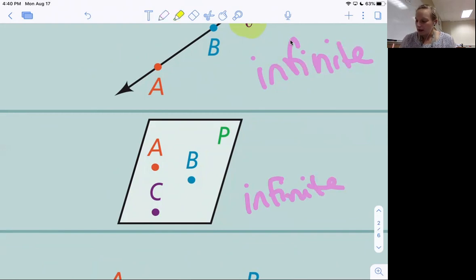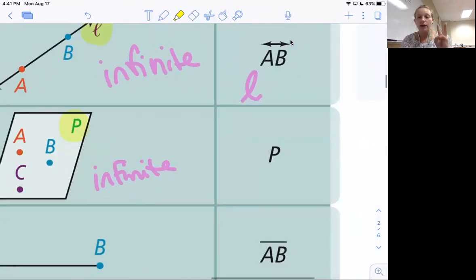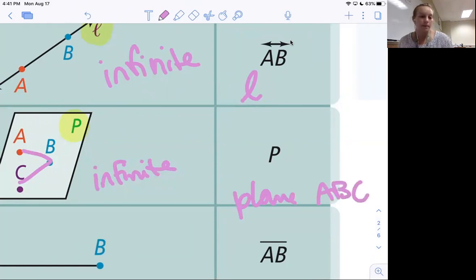You name a plane either by the one letter that doesn't have a point with it. Do you see how P does not have a point, no dot with it? That's there simply to name the plane. It's plane P, plane P. Or you can name it with 3 of the points that are in the plane. So I see the points A, B, C. I can call this plane ABC.